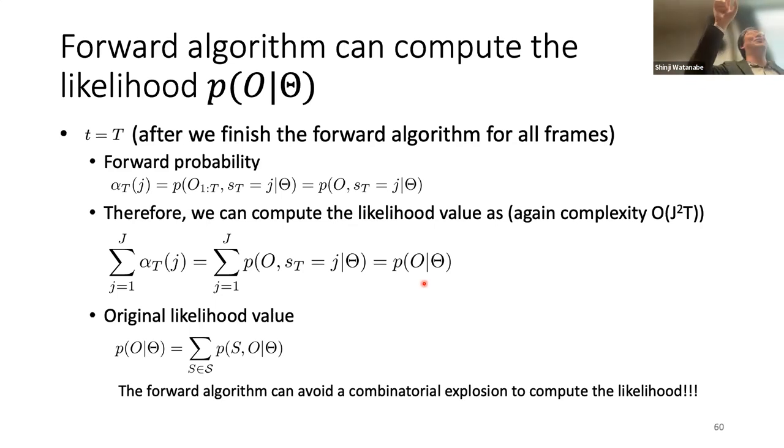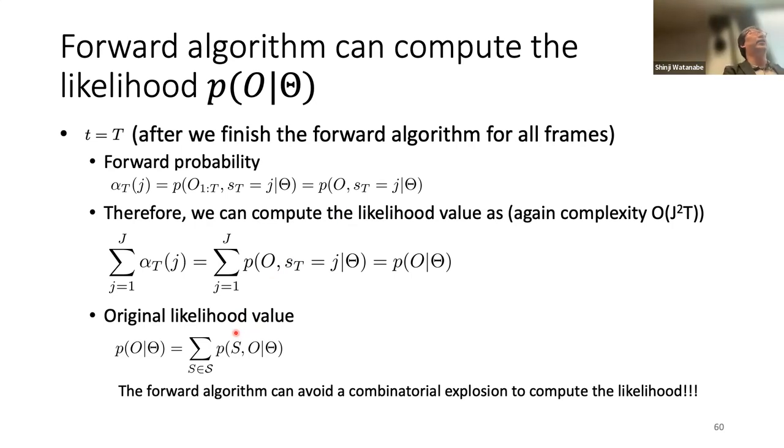We say the conditional independence assumption in the HMM is an approximation, but other than that, there's no assumption. Let's say we use the HMM and compute the likelihood. There's no approximation, since we actually compute the likelihood by using the forward computation. After we get all the forward computation, we just sum up the forward variable in each state, and this becomes the likelihood.